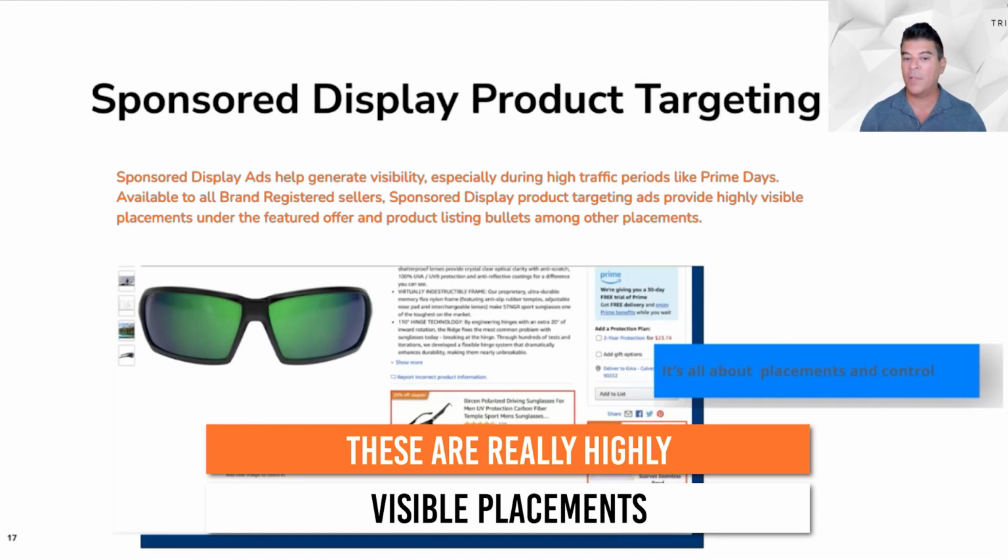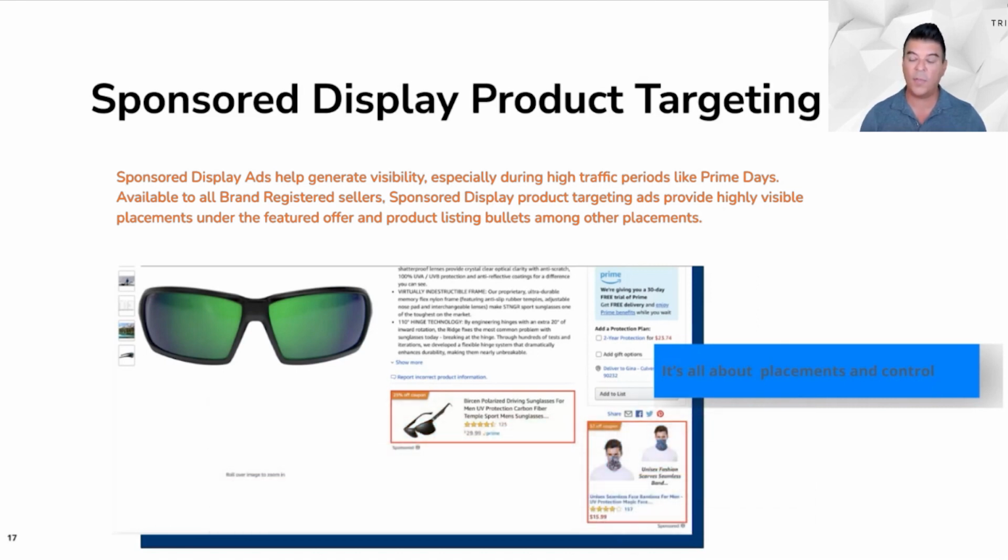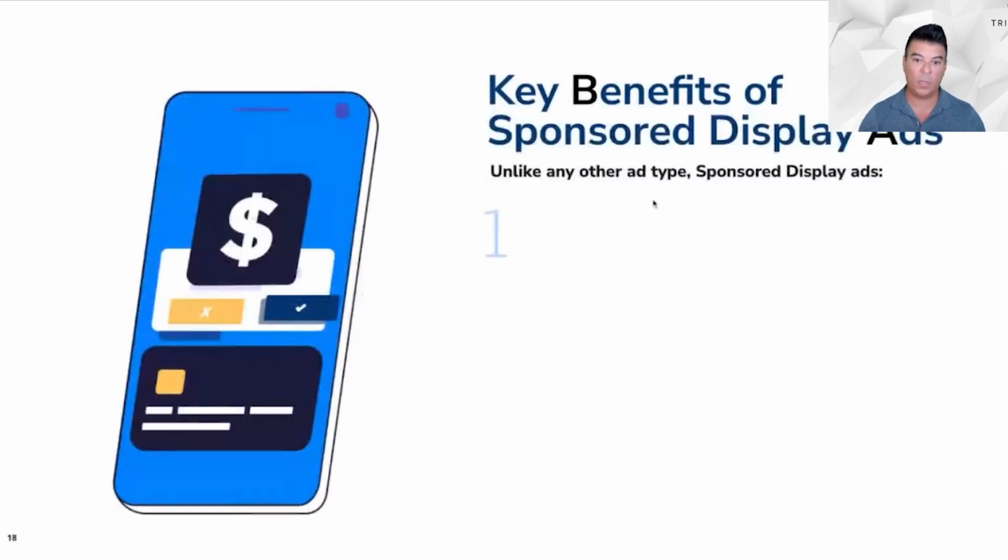These are really highly visible placements, though, and they're typically under the featured offer or the buy box and under the bullets, which are very, very prominent places. And even if you're a brand new seller, these are probably really good positions that you want to see for visibility. And I will dive into Amazon. We're going to look at these really quick in real life so you can get a feel for it.